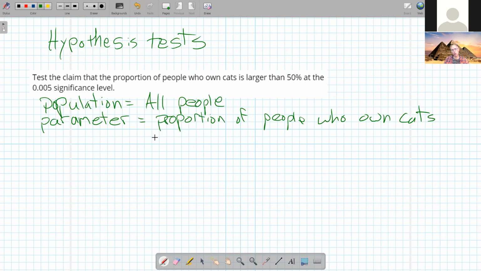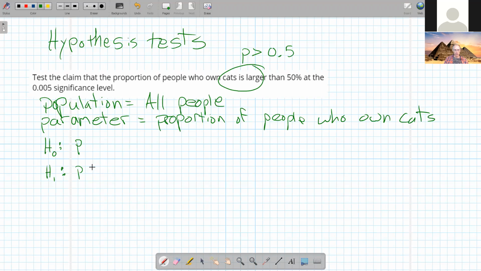All right, since this is a proportion and not a mean, the parameter is labeled with a p. And we have to decide what the null hypothesis for p is and what the alternative hypothesis for p is. The null hypothesis has to have an equals in it somewhere, and the alternative cannot. So, test the claim that the proportion of people who own cats is larger than 0.5. Larger than, to me, means p is greater than 0.5. Usually we state the proportion as a decimal in the hypotheses.